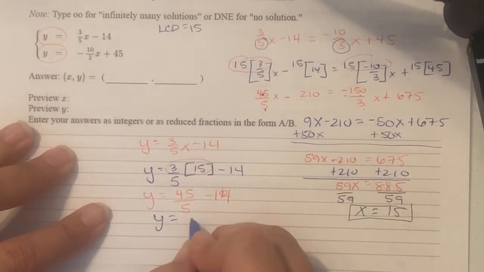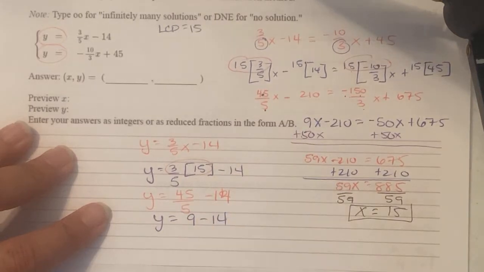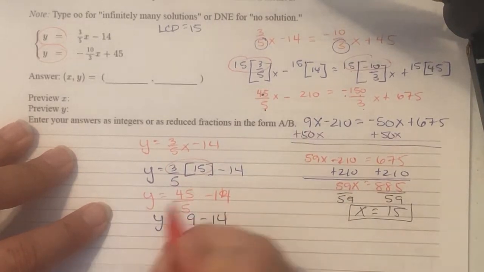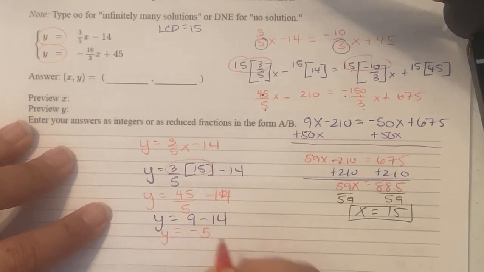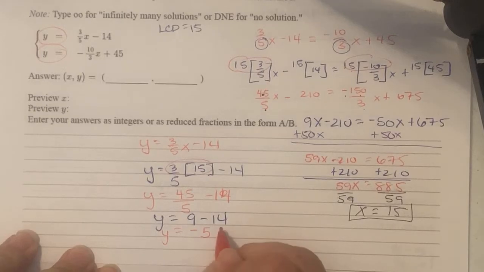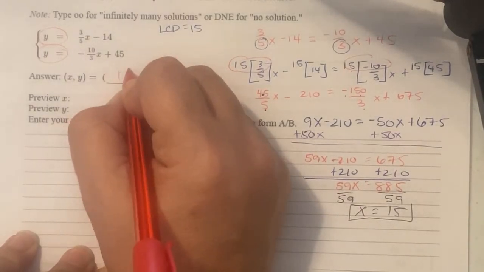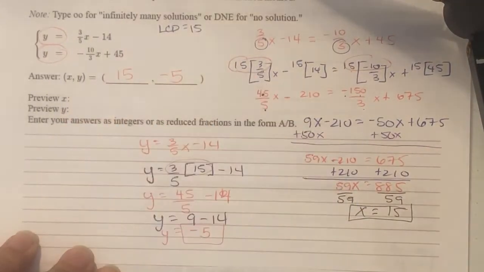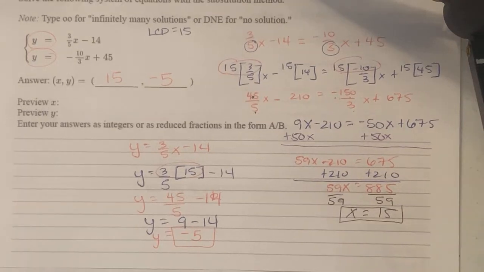45 divided by 5 is 9, minus 14. I had $9 but spent 14. I am short 5. So our ordered pair is (15, -5). Moving on to our next example.